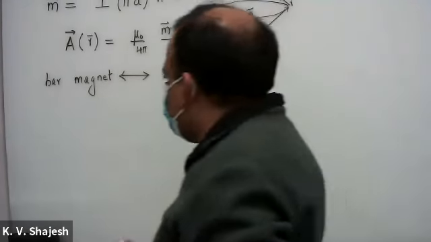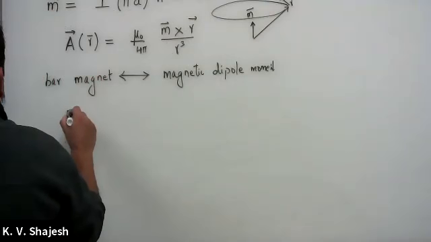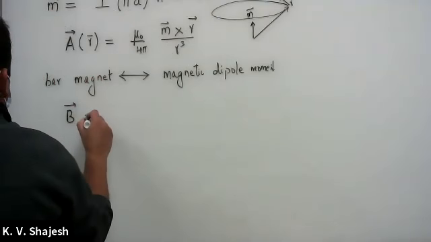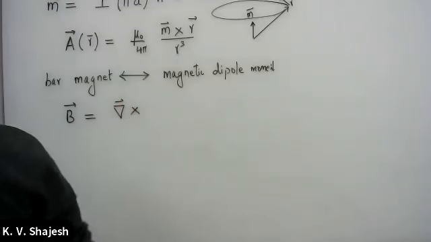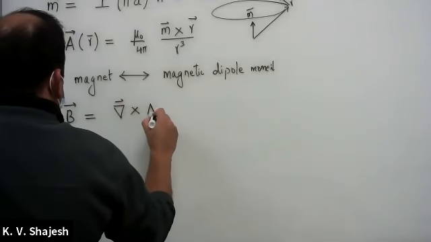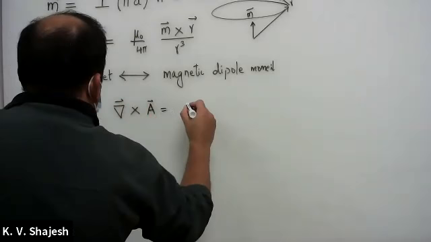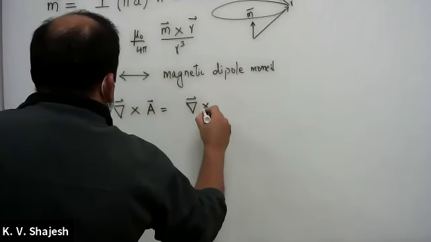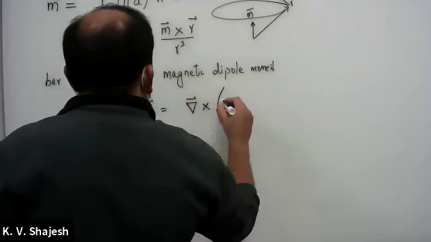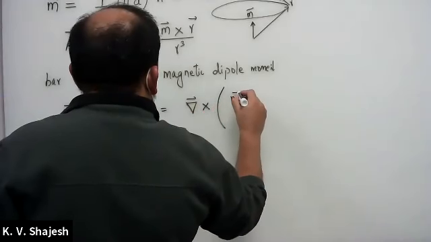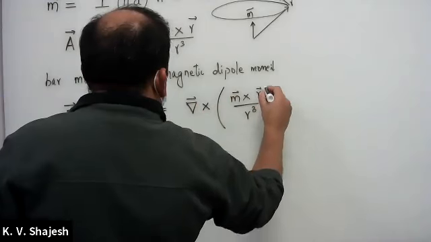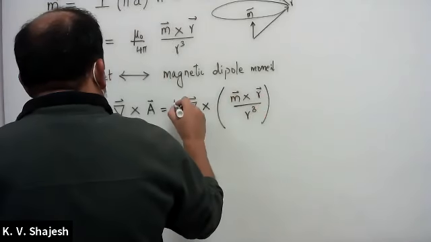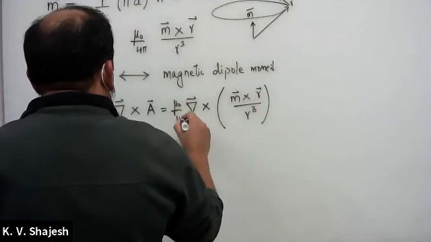So let's calculate that. So the magnetic field is equal to the curl of A, which is equal to the curl of M crossed with R over R cubed. And I'll pull out the mu naught over 4 pi.